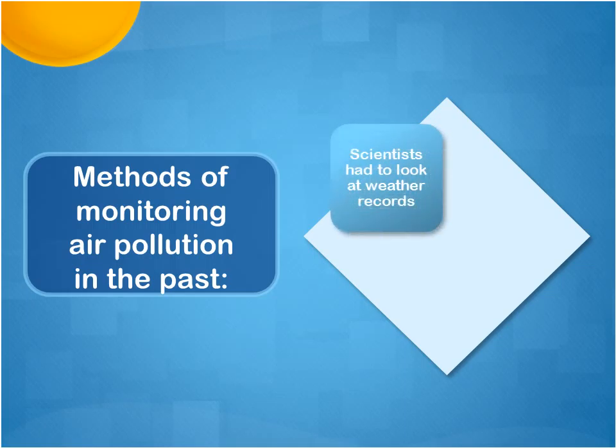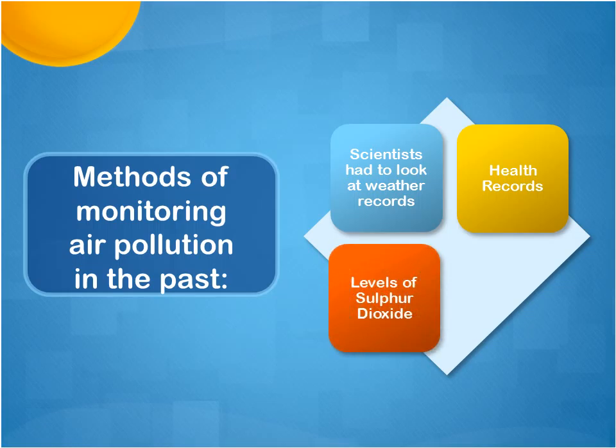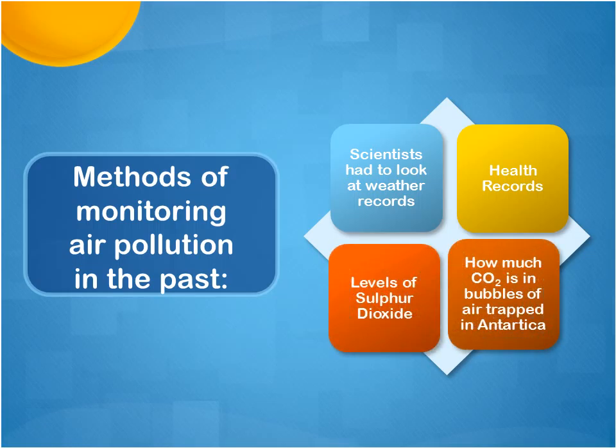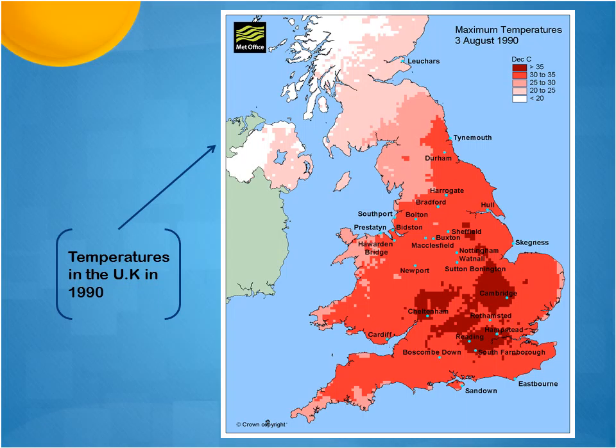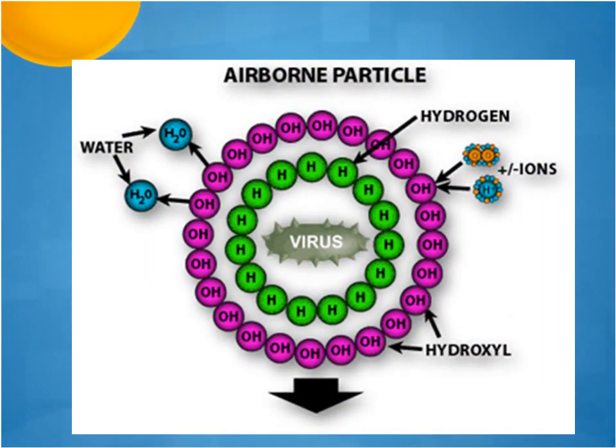in the future. One way is that scientists had to look at weather records, health records, levels of sulfur dioxide, and how much carbon dioxide is in bubbles of air trapped in Antarctica. The methods that were used by most scientists in the past were generated from the fact that air pollution affects the weather. This then affects people's health as well.